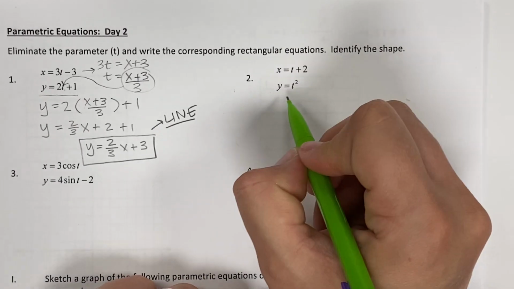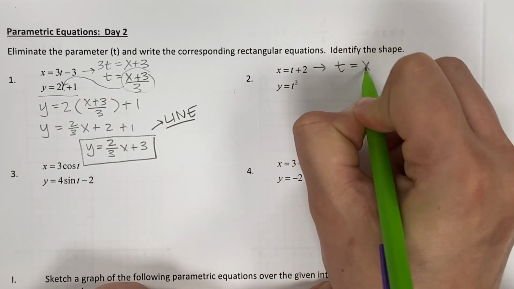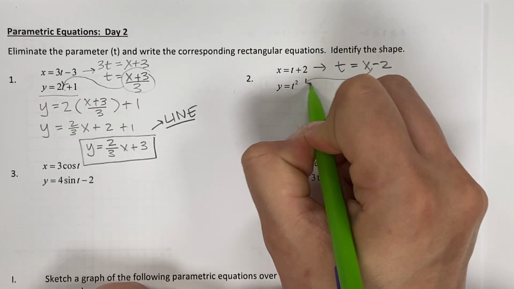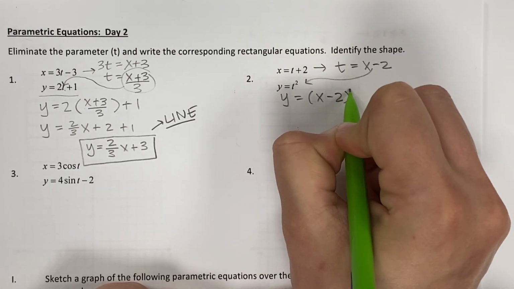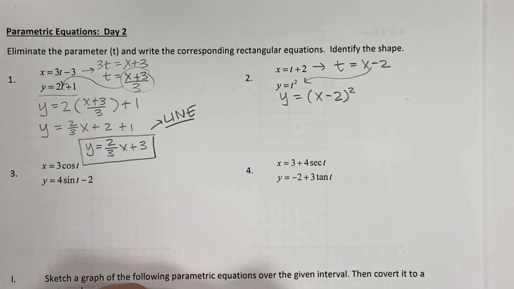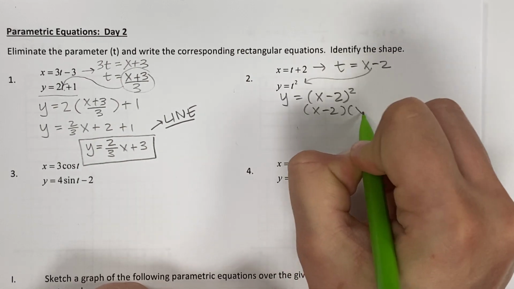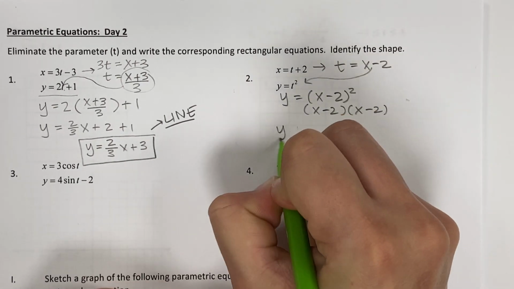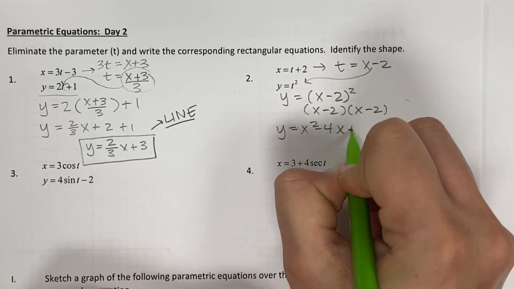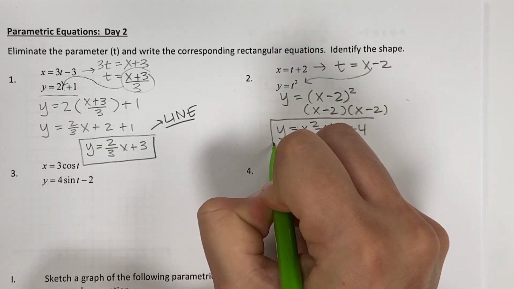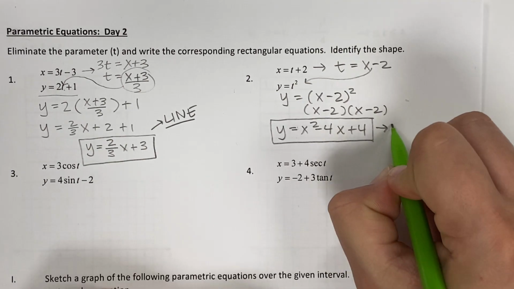Let's do another one. So here's my y equation. Let's solve for t. That's x minus 2. Plug it in. And you know when you see something like this, you're going to have to FOIL it out because she is really just this. So we're going to FOIL, FOIL, FOIL. Here's our rectangular equation, and that is a parabola.